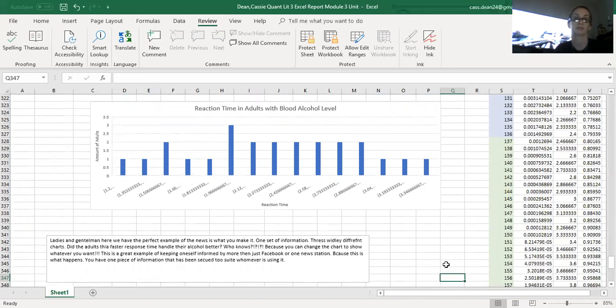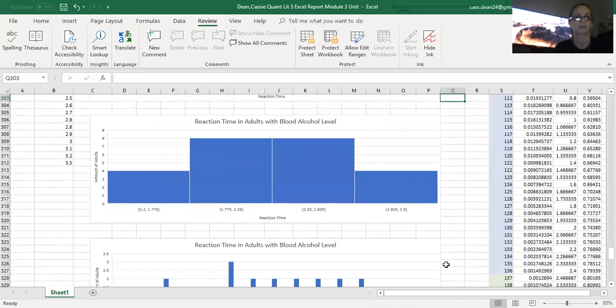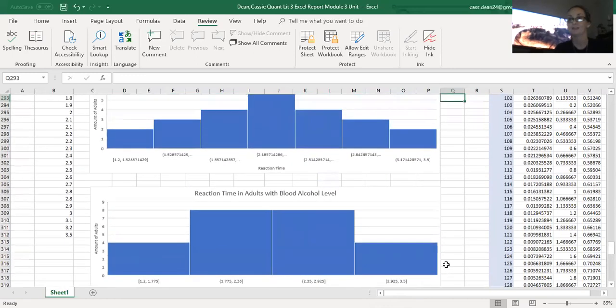This is a great example of keeping oneself informed, more than just over Facebook or one news station, because this is what happens. You have one piece of information that's been skewed to suit whomever is using it. And I realize that we use the graphs to do it, but that just shows you how it is. Thank you so much.